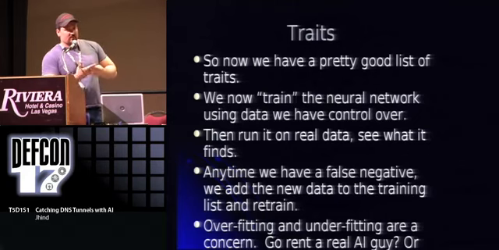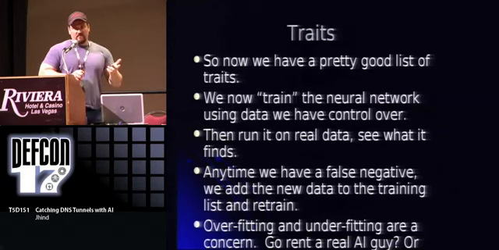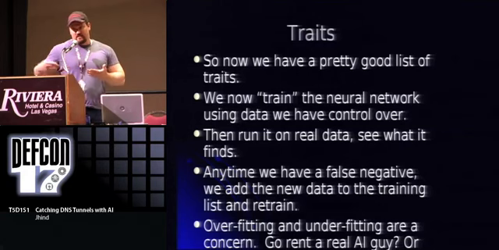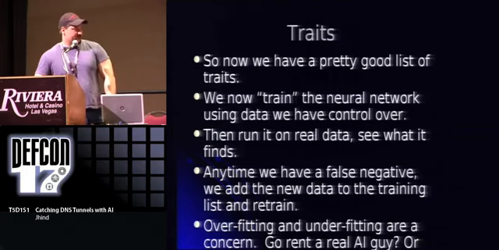We're going to train the neural network to do what we want, to find what we want. We're going to give it positive and negative examples. Then we're going to run it on real data, see what it finds. The beauty of using a neural network is anytime we have a false negative, which IDS always has false negatives, we can data mine our traits out, add it to our configuration file, let the artificial neural network know that it's a false positive, and say, relearn this so that you don't give me that bad answer again.